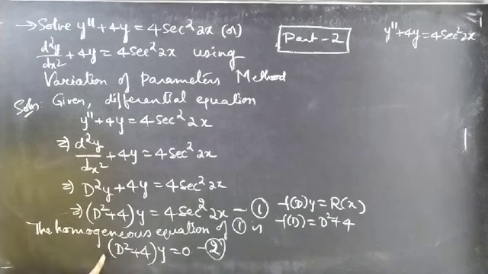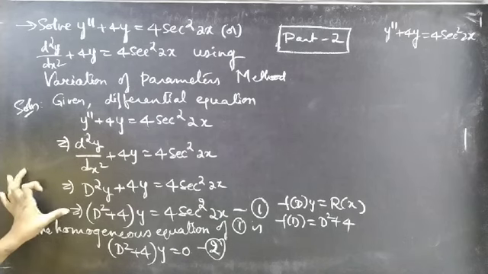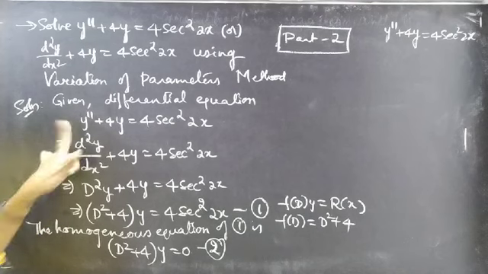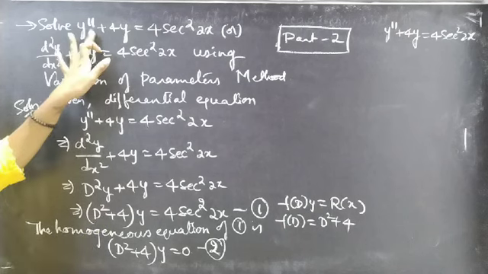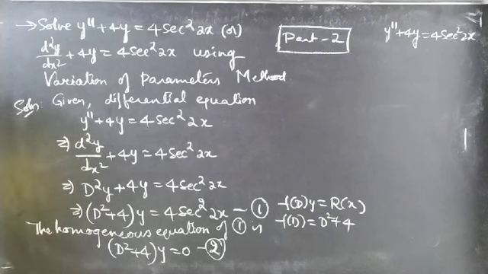Now we'll find the solution of equation 2 using auxiliary equation, and from that auxiliary equation we'll get the general solution of equation 1 or the given differential equation. Okay? Equation 1 is nothing but the operator form of equation, given differential equation. Okay?